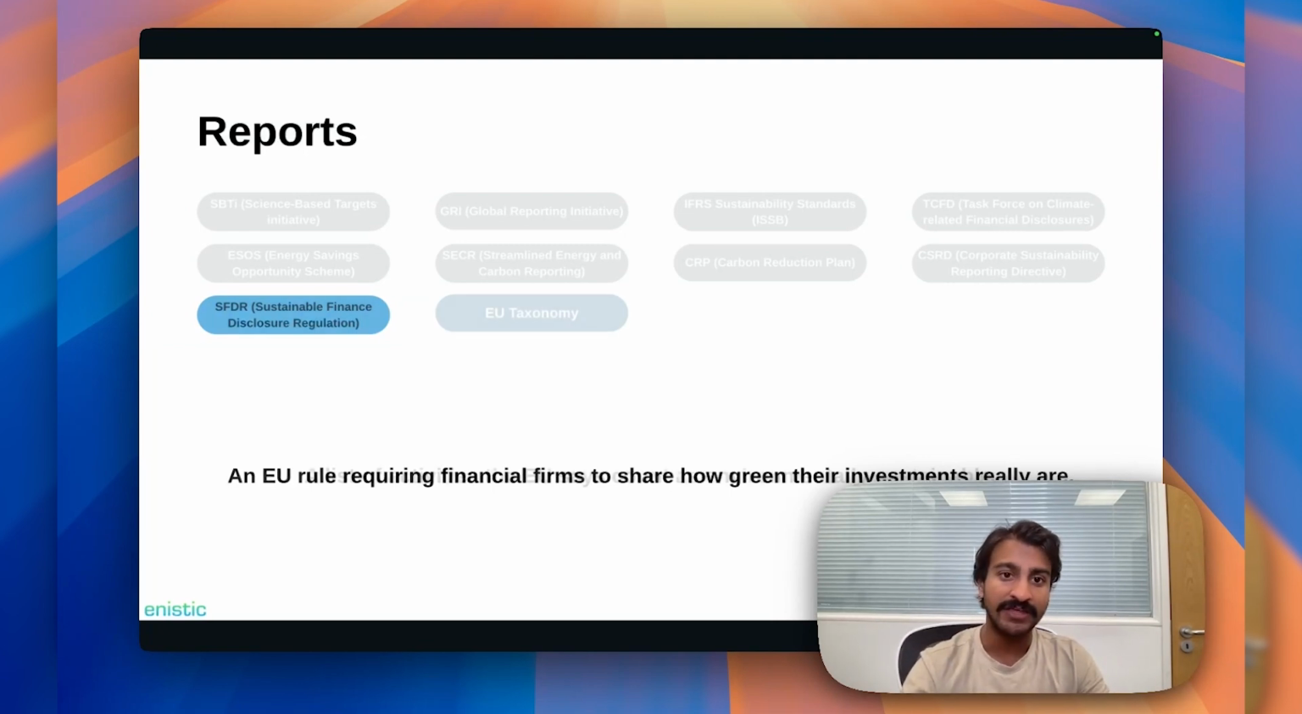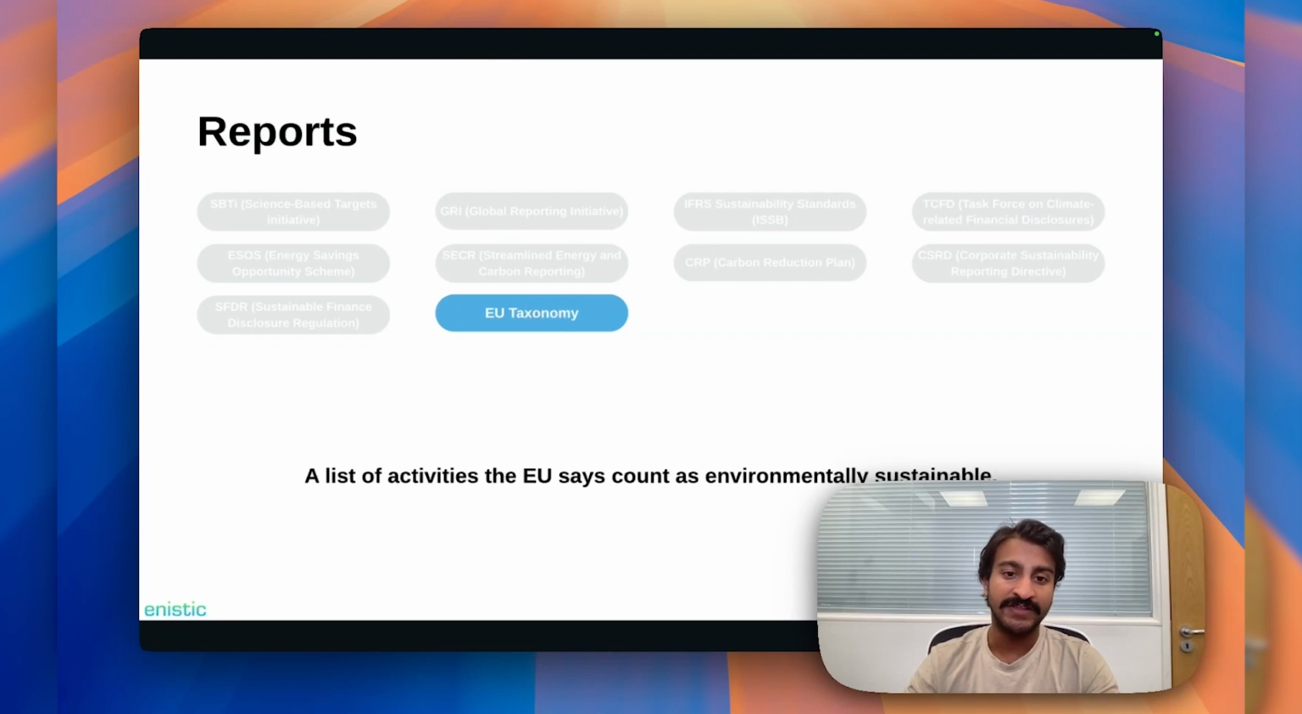And finally, we have the EU taxonomy. This is a list of activities that the EU says count as environmentally sustainable. The EU taxonomy is essentially a green rulebook. It defines which business activities are considered environmentally sustainable, which helps investors direct funds towards genuine climate solutions.